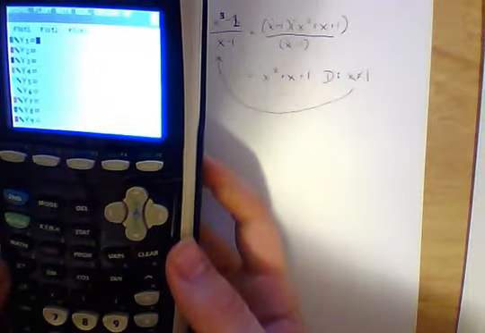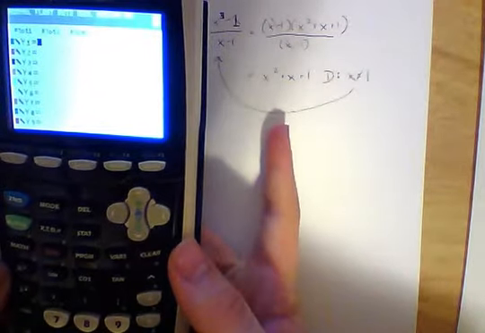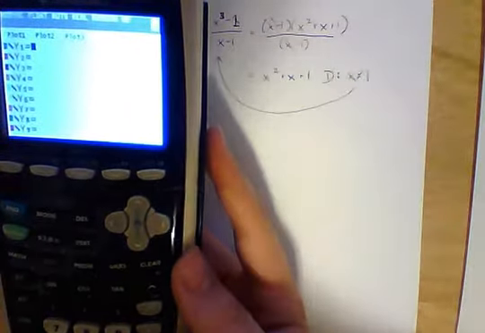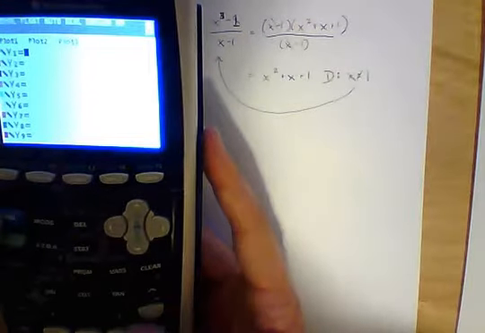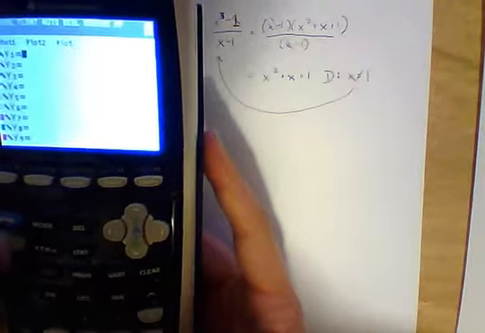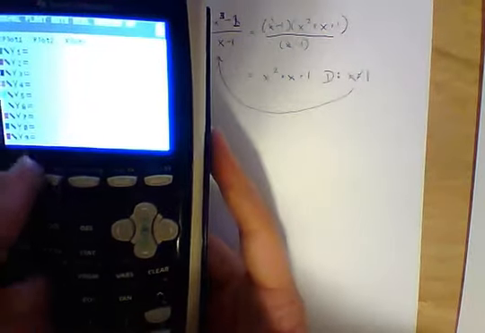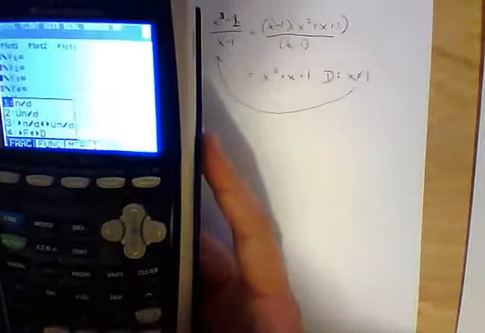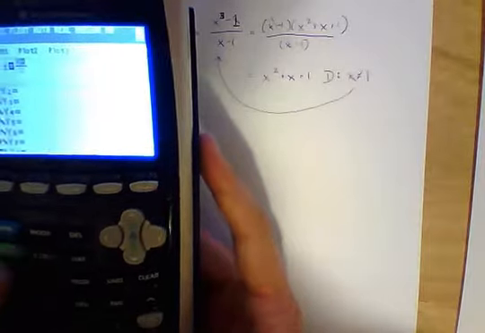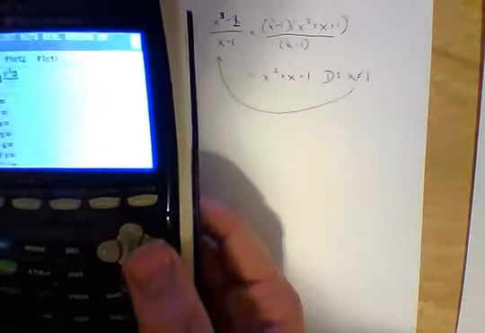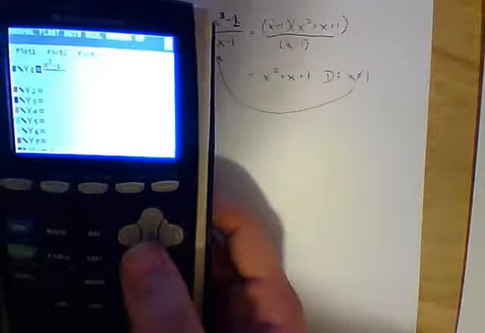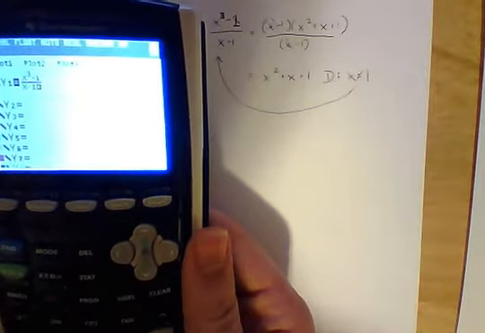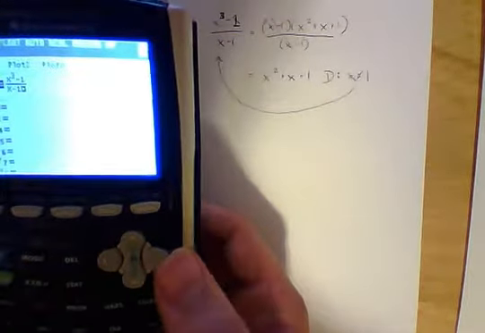All right, so we're going to type in our original function, x cubed minus 1 over x minus 1. Let's do that. Alpha, then we'll press y equals, and then we can press the first one and we get that fraction bar. We'll put x to the power of 3 minus 1 all over x minus 1. Okay. And we're going to graph this.